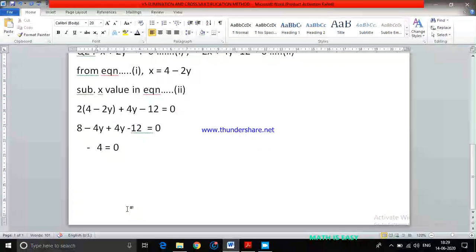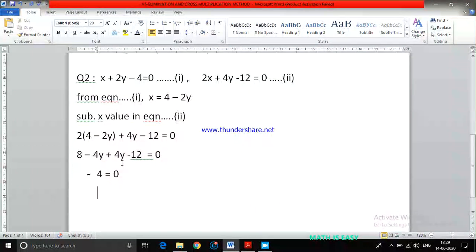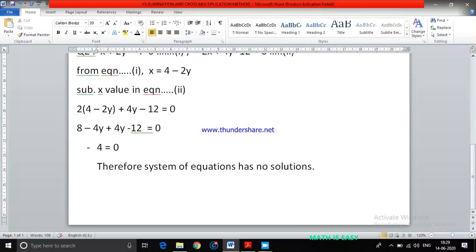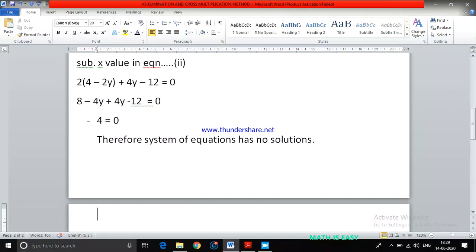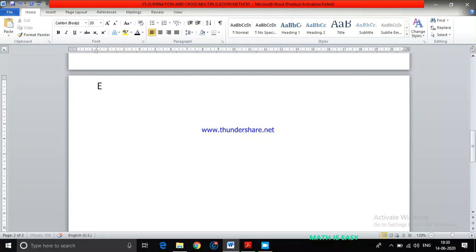So when you are getting this invalid condition, then I can say the system of equations has no solution. Therefore, the system of equations has no solution. Okay, so that is the substitution method which we discussed. And next we discussed the elimination method.